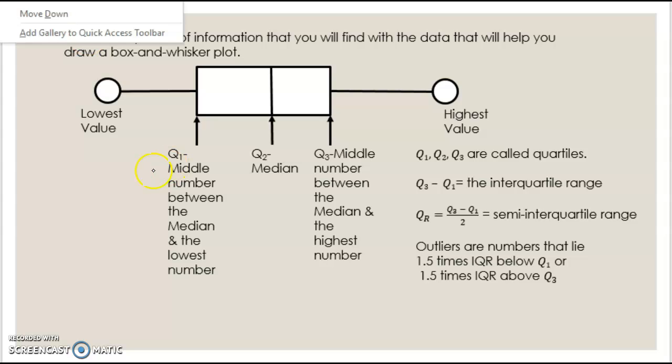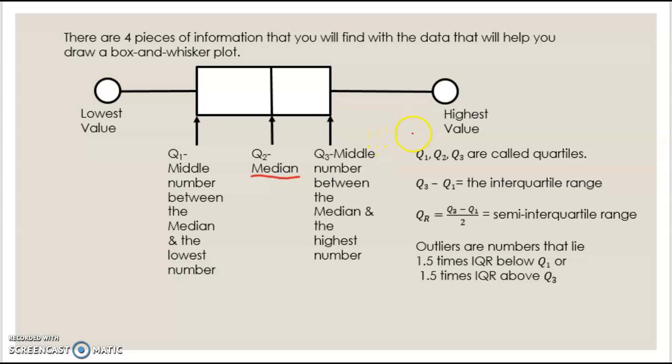You've got the lowest right here. That is whatever it is. It could be very low. This is your lowest value. Q1 is the middle number between the median and the lowest number. Okay. Q2 is your median. Make sure after I misspoke you get that median. Q3 is the middle number between the median and the highest number, and then your highest value.